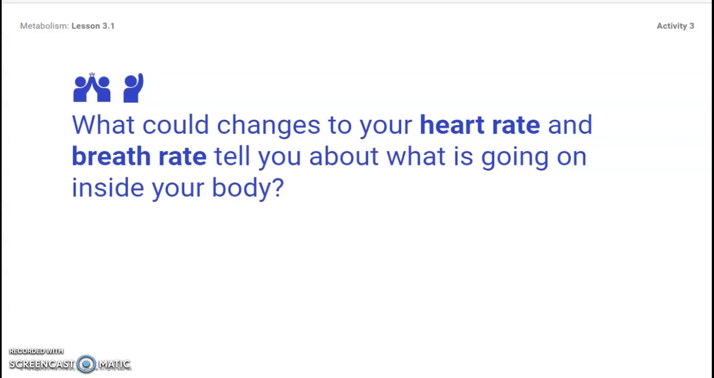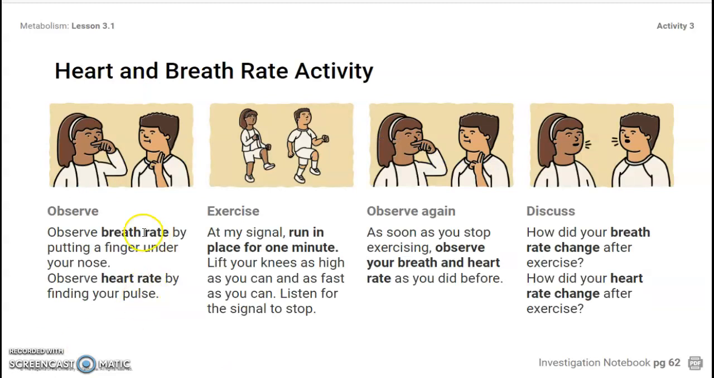Okay, welcome back. So you guys may have said something about blood pumping faster or slower when you're moving faster or slower. And that could mean that you get more or less oxygen because your blood is flowing at a different rate. Maybe that's what you said. So we're going to observe that breath rate and see what we find going on.